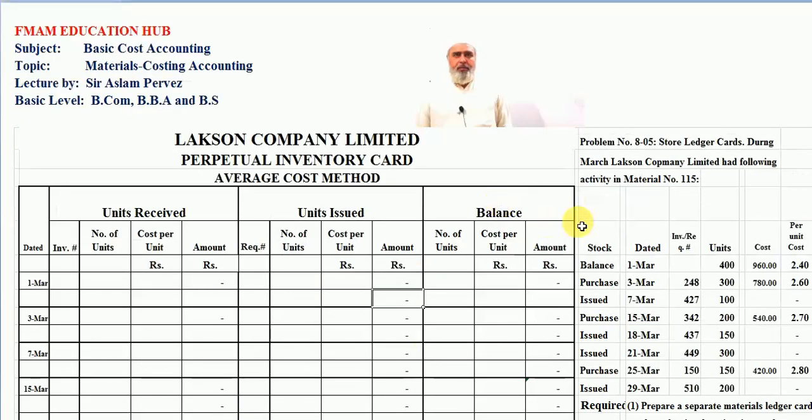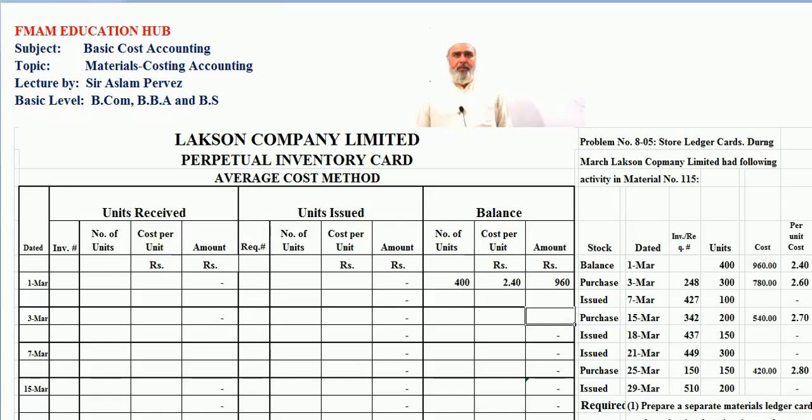Students, the question is the same, but the method is different here. Now we again pass all the entries which are given in the problem. The opening entry is 400 units and the rate is 2.40 here. This is our opening balance.